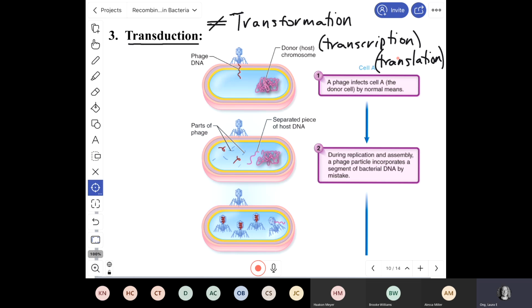So transduction, the first thing that you should remember about this is that transduction requires viruses. It's viruses that are moving DNA between bacterial cells.